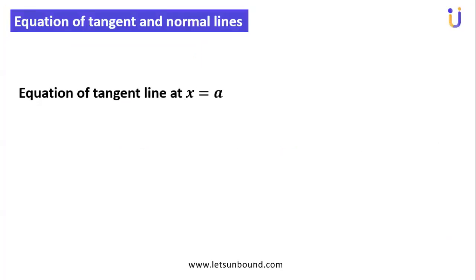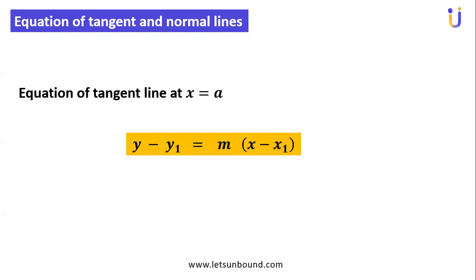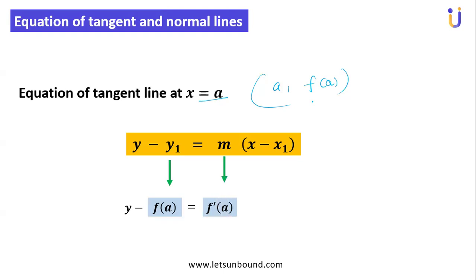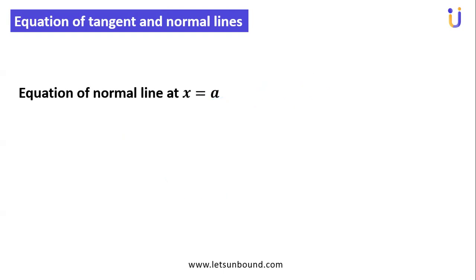Then equation of tangent. Already we have seen the equation of tangent line, right? So let's quickly reiterate it. In place of y1, because at x equal to a, if your function is f of x, this will be f of a. And slope will be f dash of a. That's simple. Now how to find the equation of a normal line?